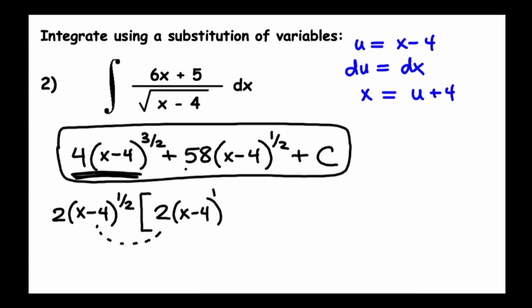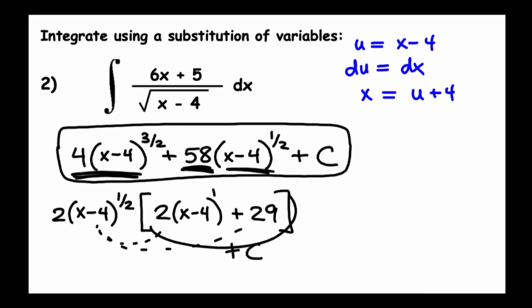The 58 is now going to be back to a 29, but this has been factored out. Again, you can check. There's still a plus c on it, of course. This entire bracket is nothing more than 2x minus 8 plus 29. That's actually 2x plus 21. So you might see the answer written like this.